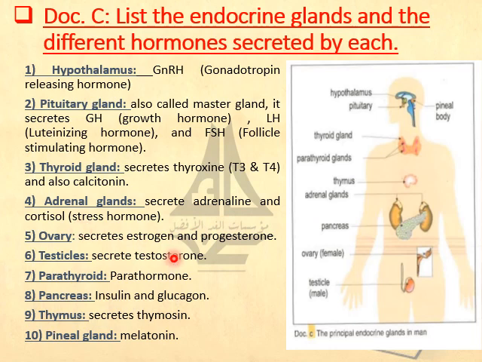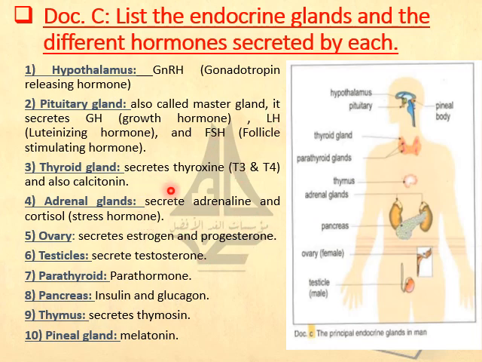With respect to the ovary, it is also an endocrine gland. It secretes estrogen and progesterone, which are the two most important hormones in the female body. These two hormones play an important role in preparing the uterus for menstruation and for many other functions.